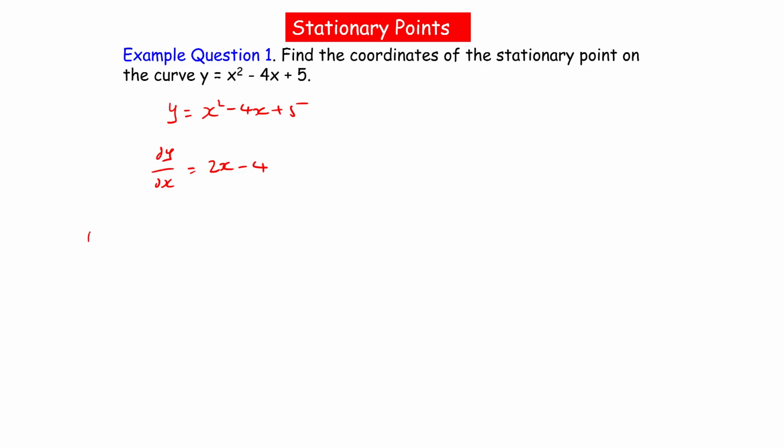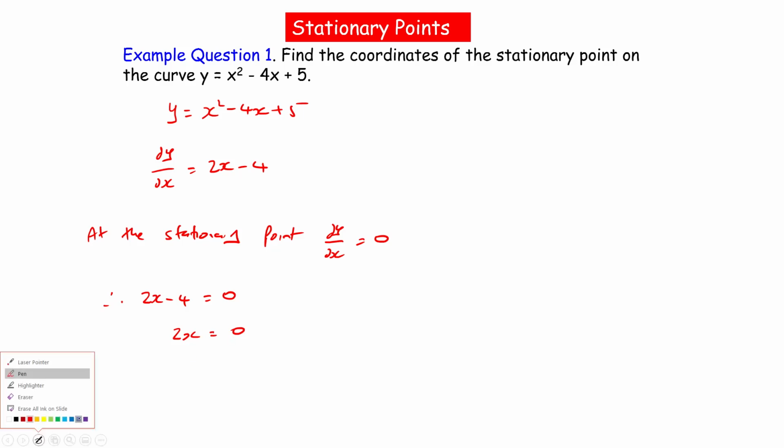So we'll state at the stationary point dy by dx is equal to 0. Therefore 2x minus 4 is equal to 0. So we can say 2x equals 4, because we're adding 4 to both sides. So 2x equals 4, adding 4 to both sides and dividing by 2, x is going to be equal to 4 over 2, or 2. So that's our x coordinate.